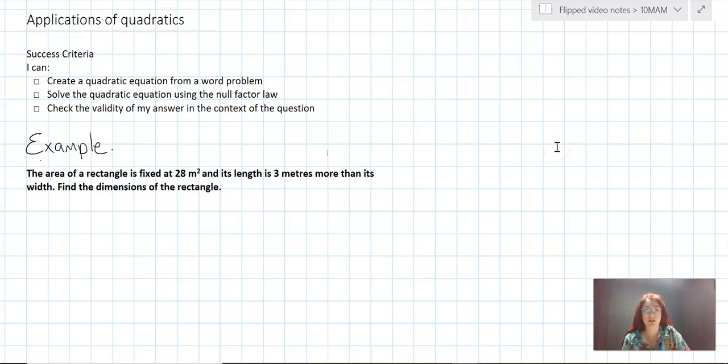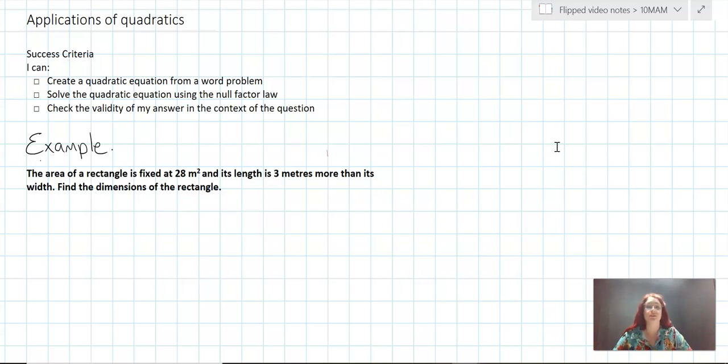The last part of quadratic equations that we need to look at is their applications to real-life situations. So our success criteria is to be able to create a quadratic equation from a word problem, use the null factor law to then solve that quadratic, and then check how valid our answer actually is to the situation, because there will be some answers that you'll come out with and say, that doesn't make sense, I can't actually use that.